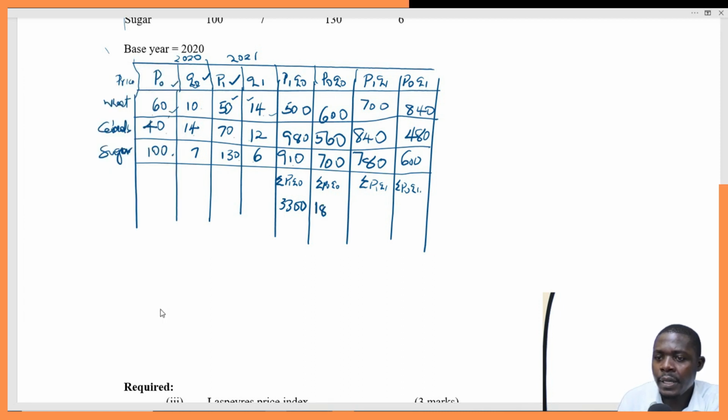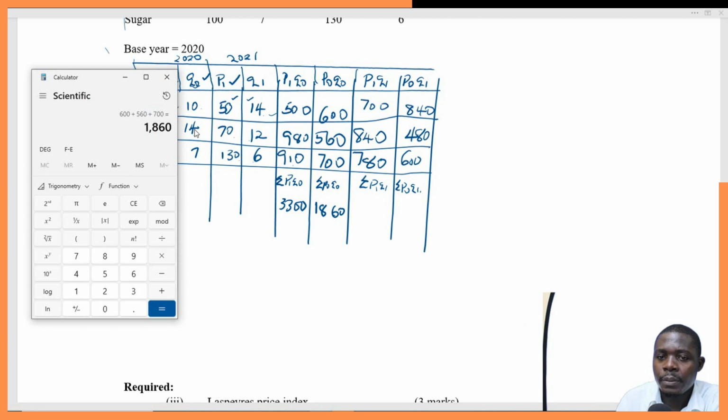Here we have 1860. Then the other column of P1 Q1. We hit 700. We are adding 840. We add 780. Get 2320.